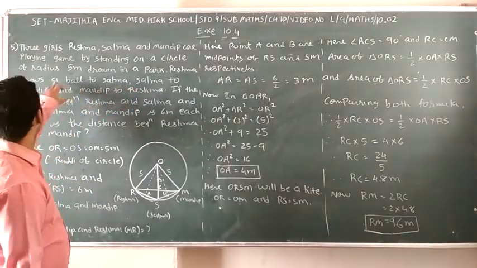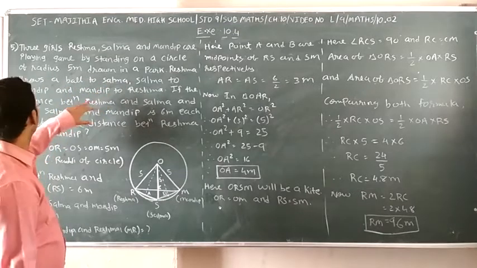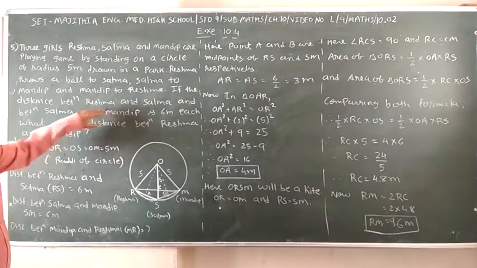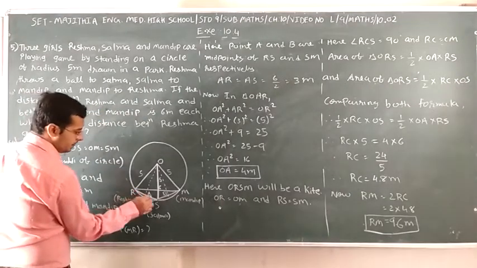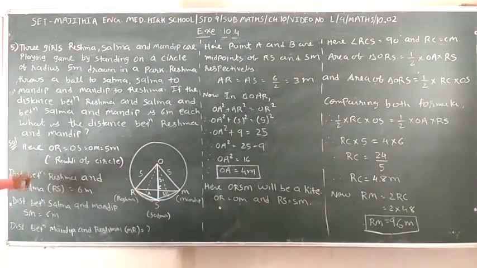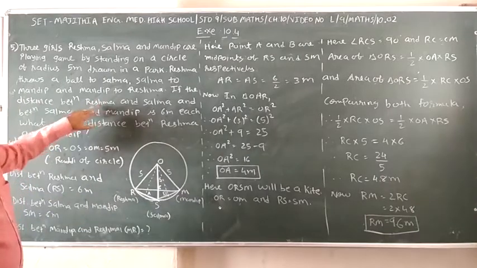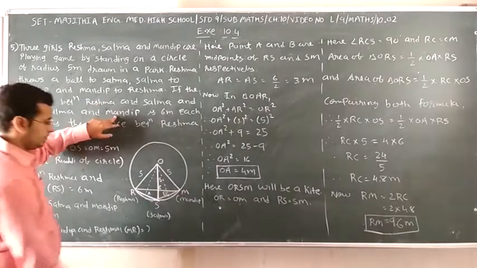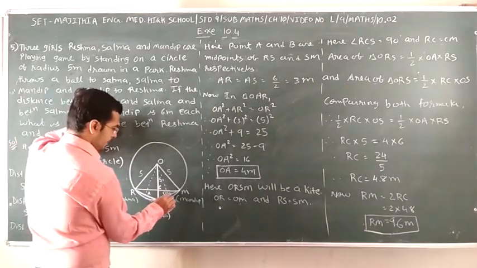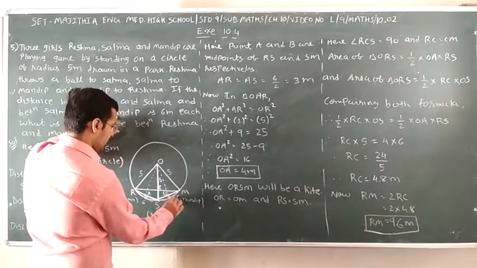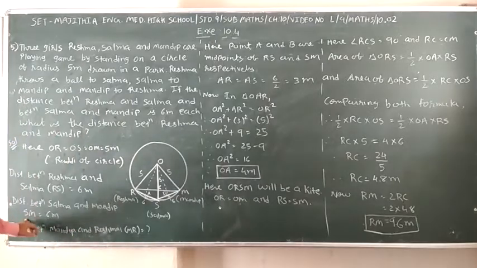Now, the distance between Reshma and Salma, RS, is equal to 6 meters. And the other information is Salma and Mandeep, so SM is also 6. So SM is equal to 6 and we have to find MR.